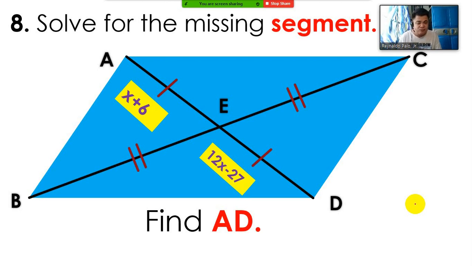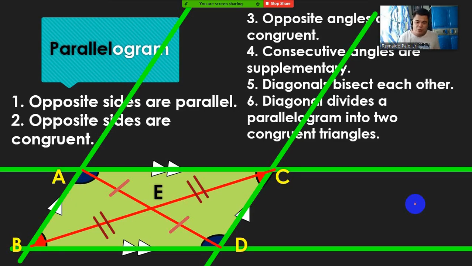Please don't forget to apply the properties in solving. Before you solve, inspect the whole given or the representation so that you know the property that you're going to use to solve for the unknown values. Don't forget that. And these are the properties. Again, number 1, opposite sides are parallel. Number 2, opposite sides are congruent. Number 3, opposite angles are congruent. Number 4, consecutive angles are supplementary. Number 5, diagonals bisect each other. Number 6, diagonal divides a parallelogram into two congruent triangles. Don't forget to remember the following properties. So these properties will make up a parallelogram.